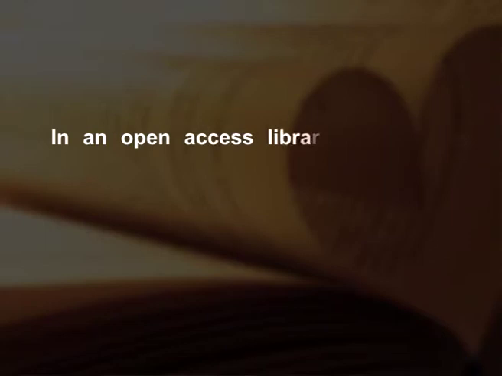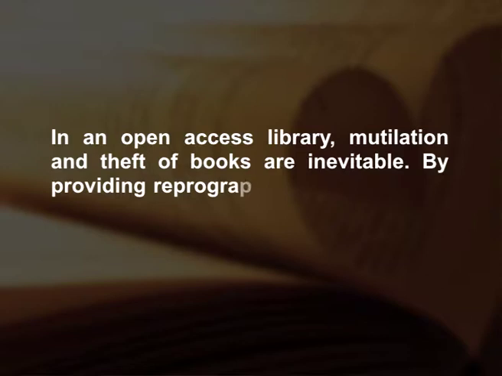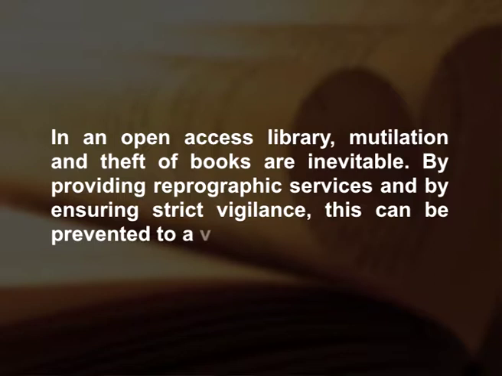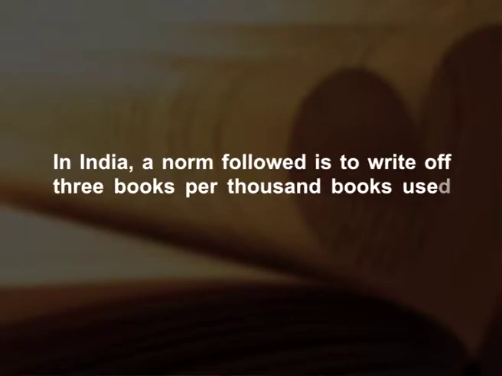In an open access library, mutilation and theft of books are inevitable. By providing reprographic services and by ensuring strict vigilance, this can be prevented to a very great extent. But still, some deviant behavior is likely. Therefore, there is a provision to write off a certain amount of documents used as inevitable loss. In India, a norm followed is to write off 3 books per 1000 books used in a year. A loss above this point is considered to be high.